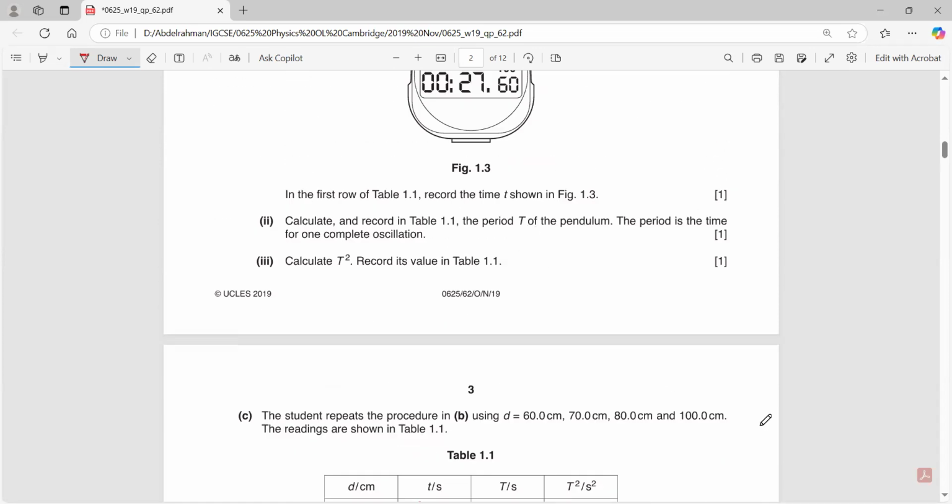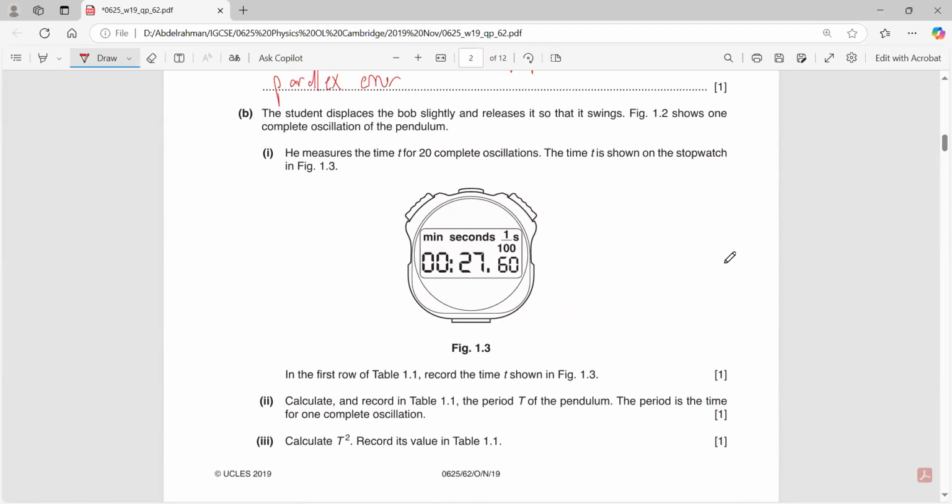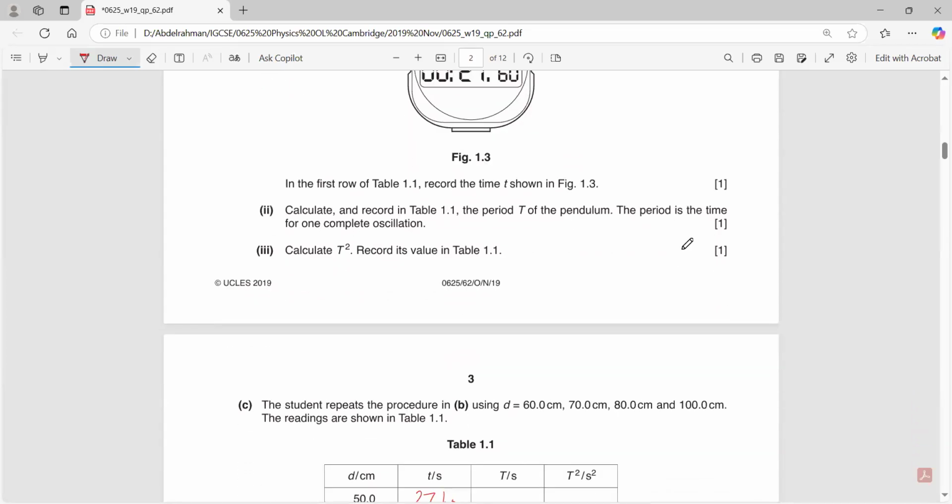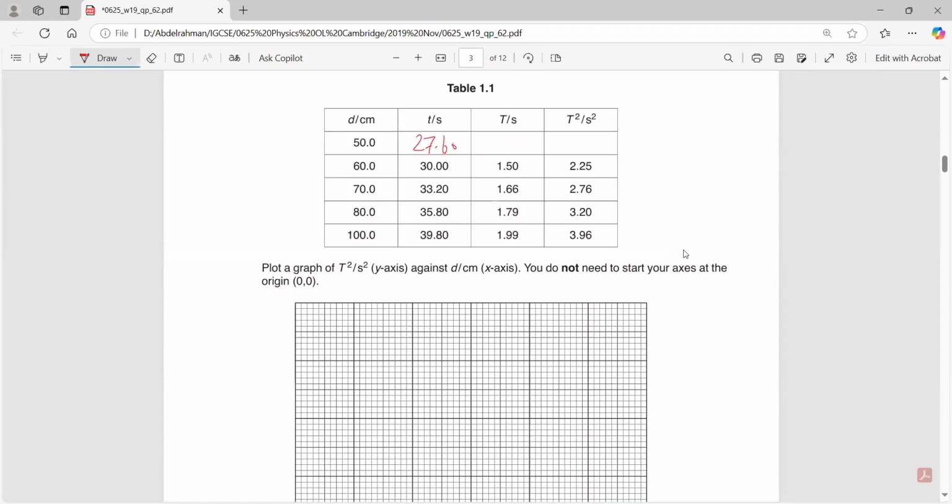And then I need to write down the period. Period would be dividing this time by what? By 20. Why? Because you have 20 complete oscillations. So 27.6 divided by 20. This would give you a period of 1.38. Then t squared slash s squared. We need to find the square, 1.38 squared. So what is 1.38 squared? It is 1.90. 1.38 squared is 1.90.